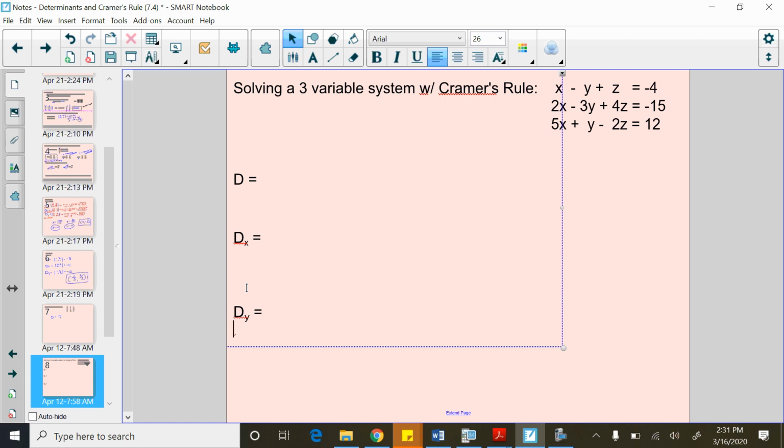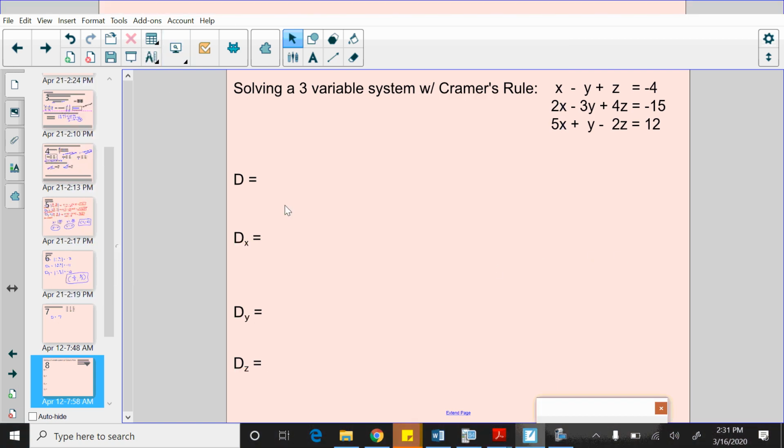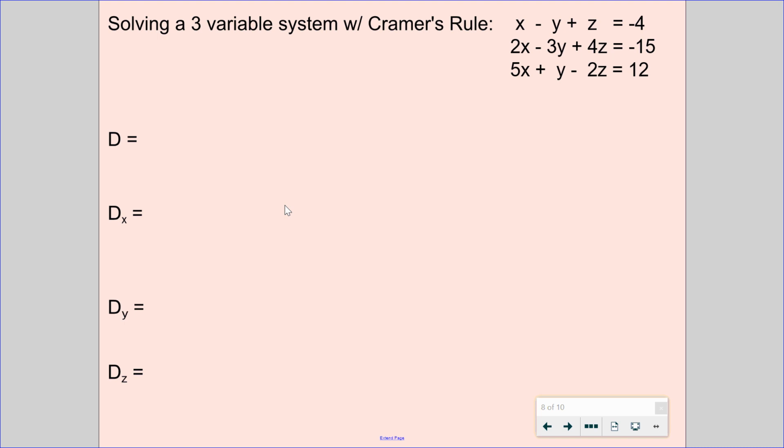And I'm going to put in here my d with respect to my z, so we can make sure that that is ready to go as well. So now the goal is, because this is a 3 by 3, we get to use our calculator for this entire thing and utilize your calculator, because it's going to make your life quite a bit easier.